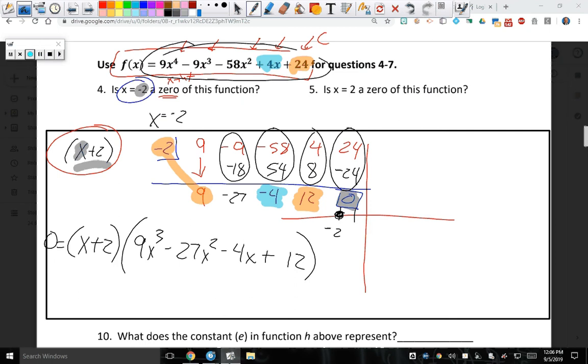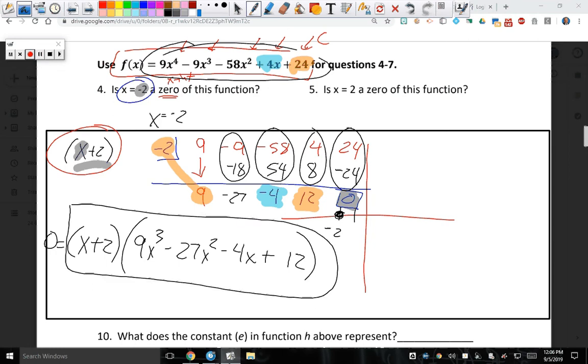Now I know I'm giving you more information. We could just say yes because it gave us 0, but I want you to know what you're going to end up doing with this. Do you see how next you could pair these up and GCF and factor even more? Let's do that. What's the GCF in this first one right here? 9x squared. What's left? x minus 3.